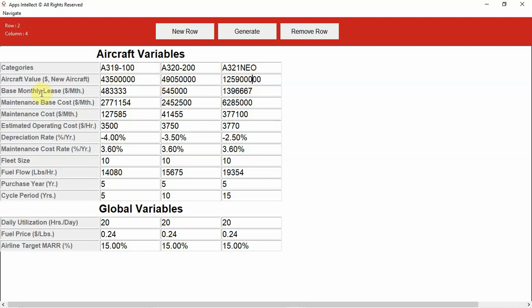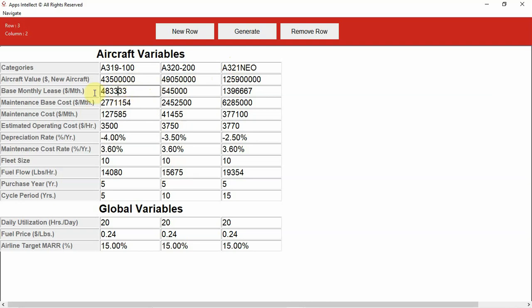Let's say the new aircraft, the A321neo, is costing 125 million 900,000 dollars. Similarly, the A320-200 is costing 49 million 50,000 dollars, and the A319 is costing 43,500,000. So these are the values input by the airline, assuming that.